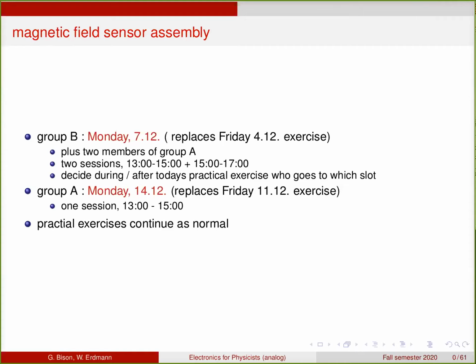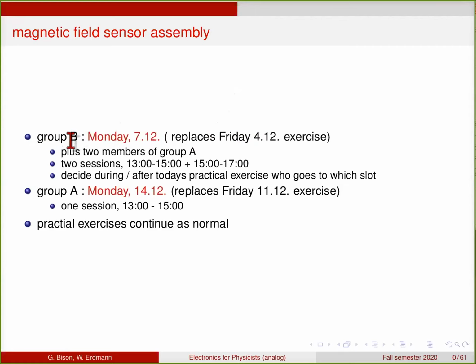Okay. Good afternoon, everybody. I would like to start with a short announcement concerning the assembly of the magnetic field sensor project. The dates for this will be Monday, the 7th and the 14th. I propose that on Monday, the 7th, Group B will do the assembly. This date will then replace the simulation exercise of Friday, the 4th.